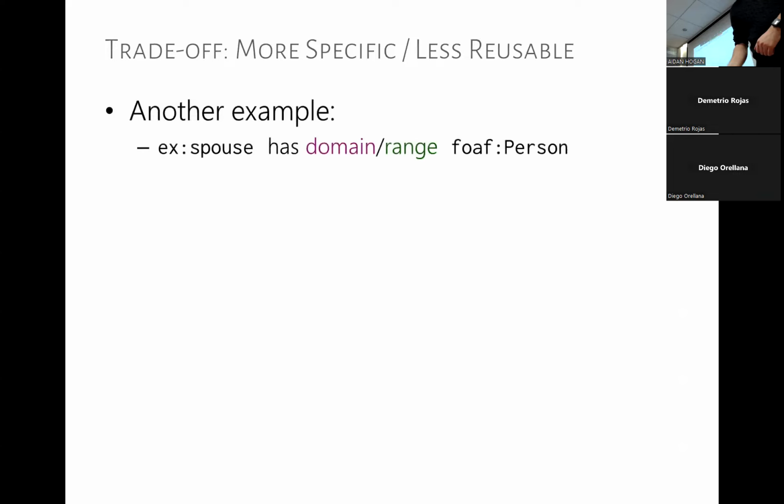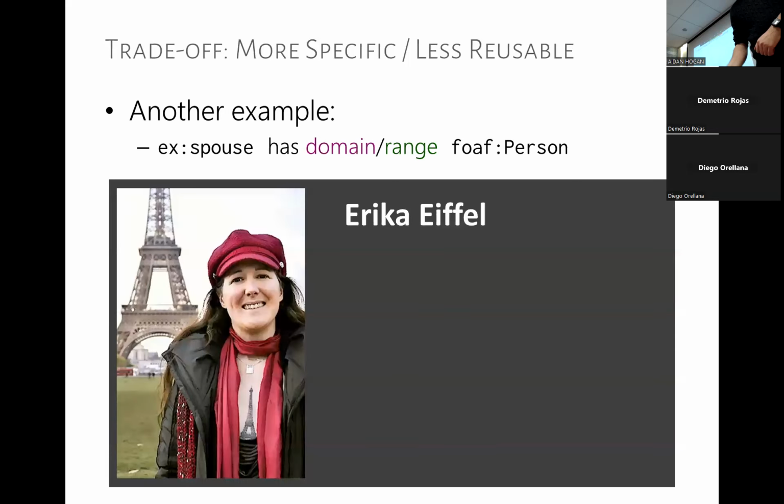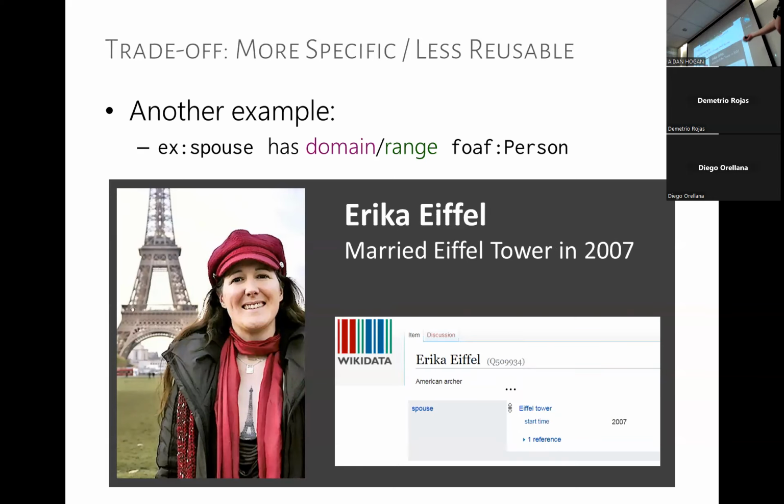Okay, another example: we could say a spouse has domain and range person. So if something is married to something, then we could assume that they're people. But Erika Eiffel married the Eiffel Tower in 2007. If we were to use this property on this, it would mean that the Eiffel Tower is a person. This is also defined in Wikidata: it says Erika has spouse Eiffel Tower. If we had defined the range person, then we would infer that the Eiffel Tower is a person.